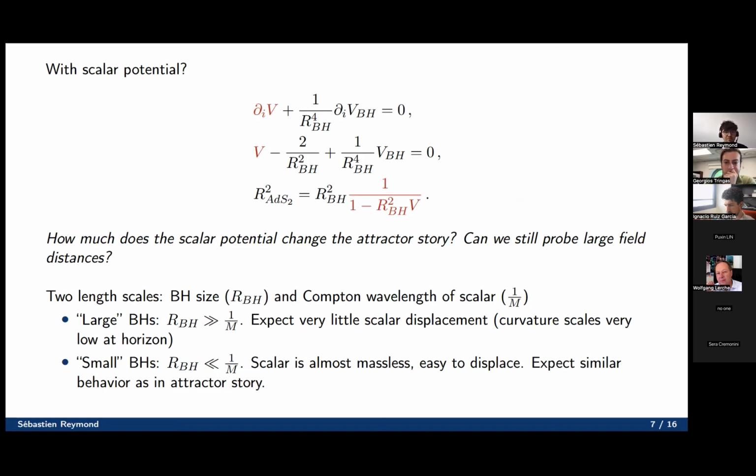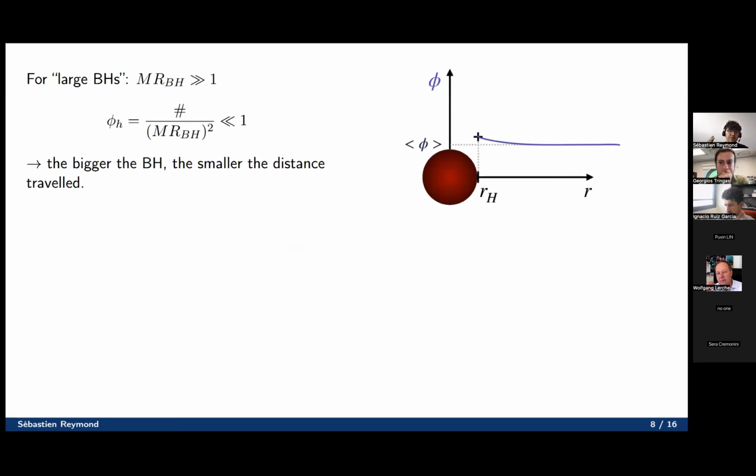Okay, so does our intuition work? Well, you can solve those near horizon AdS2 cross S2 equations perturbatively in a small parameter in both cases, and the intuition completely works. So for the large black hole case, the value of the dilaton at the horizon is much smaller than 1. It's actually suppressed by the product m times R_BH squared. And so you indeed get, as in the picture on the right, a very small deviation from the asymptotic value.